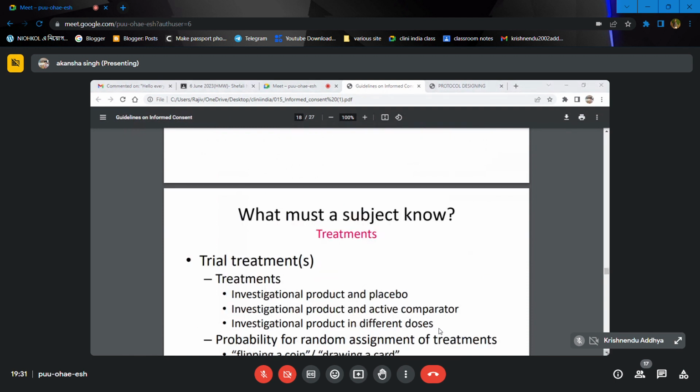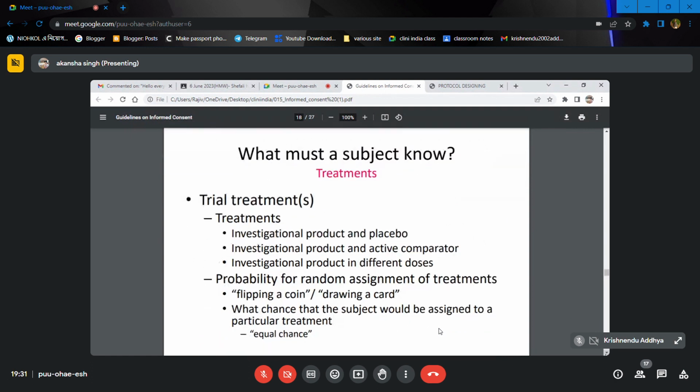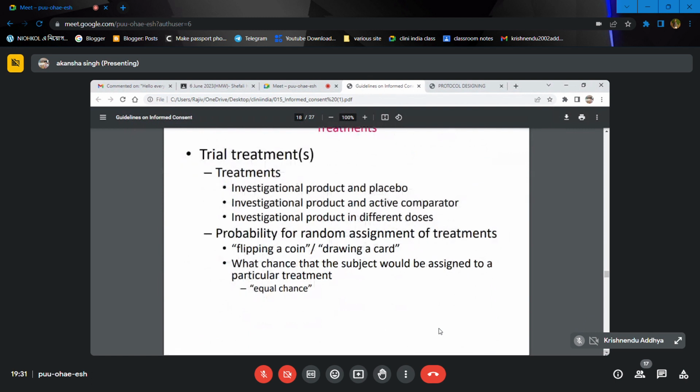What must the subject know? We say the subject should be provided information. So what should he know? He should know about the trial treatment: what treatment could be assigned, like test drug or placebo, test drug or active comparator, or investigational product at different doses. So we have to provide the information to the subject about what the trial is all about.